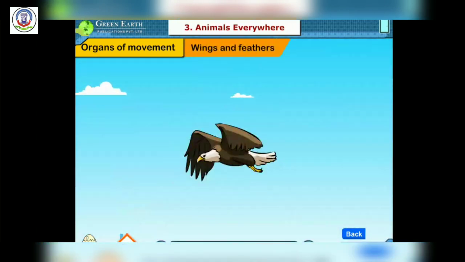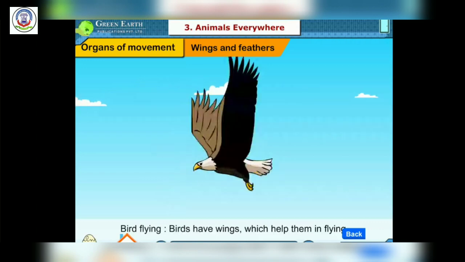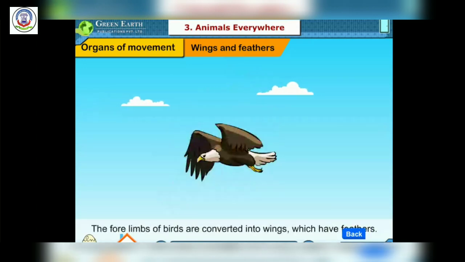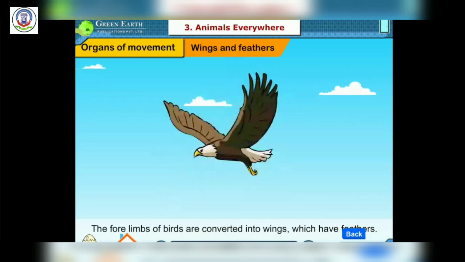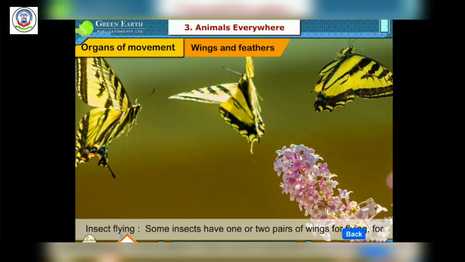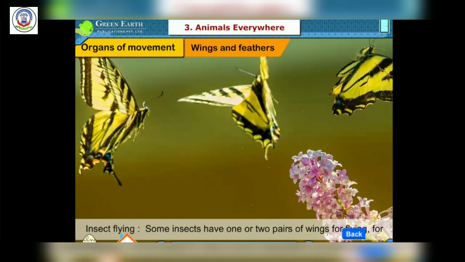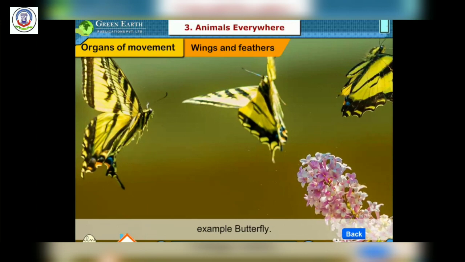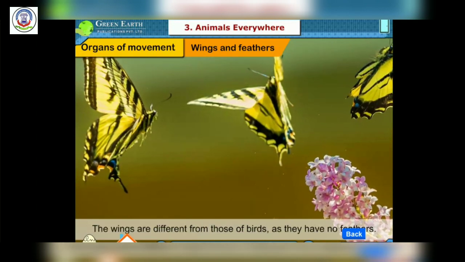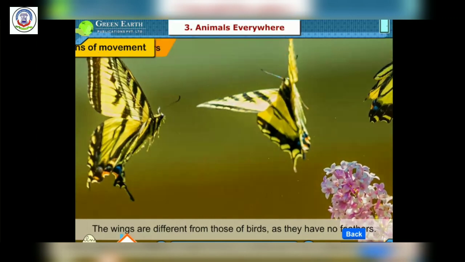Wings and feathers. Bird flying. Birds have wings, which help them in flying. The forelimbs of birds are converted into wings, which have feathers. Insect flying. Some insects have 1 or 2 pairs of wings for flying, for example, butterfly. The wings are different from those of birds, as they have no feathers.